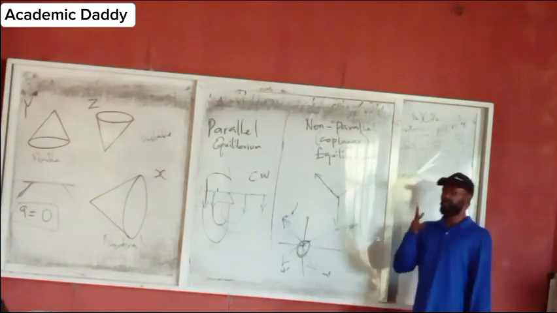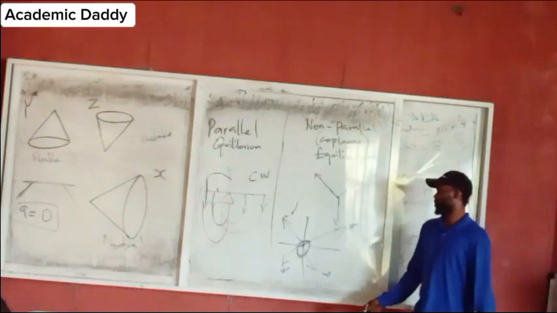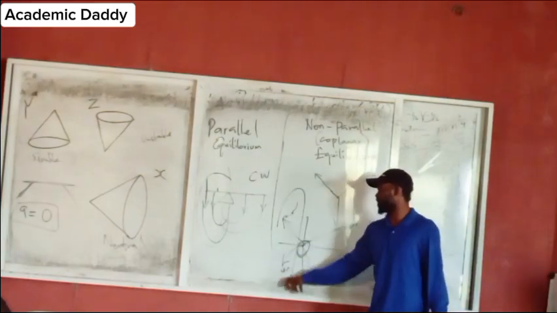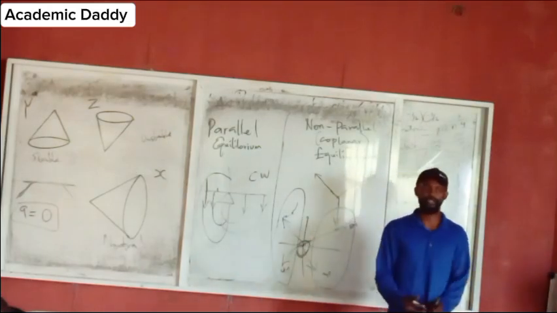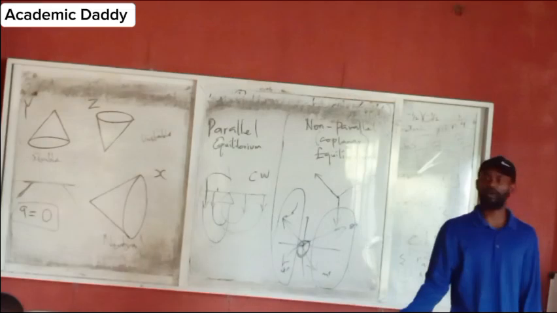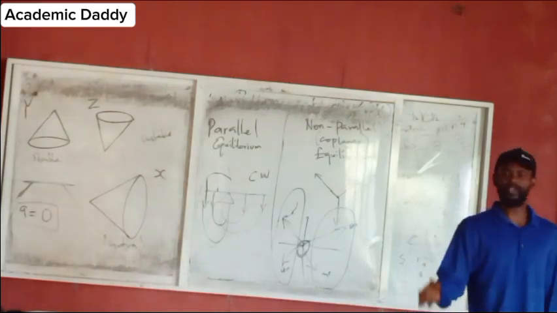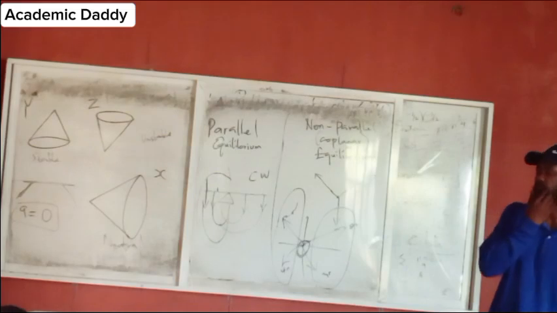And the second thing about coplanar forces is that the sum of forces in the anti-clockwise direction must be equal to the forces in the clockwise direction. We are used to this, is it not true? Clockwise equals anti-clockwise. So the sum of forces in the anti-clockwise must be equal to the sum of forces in the clockwise.